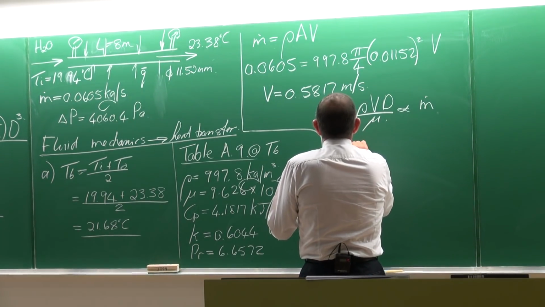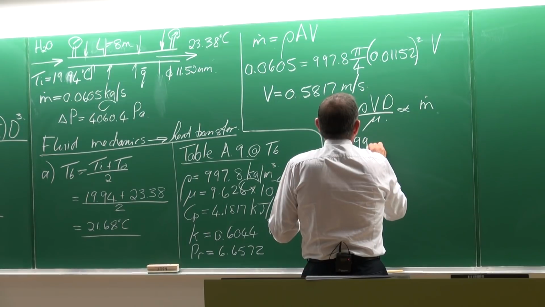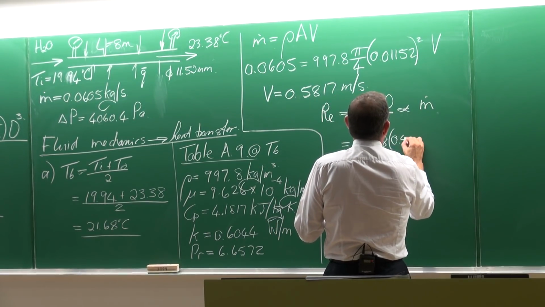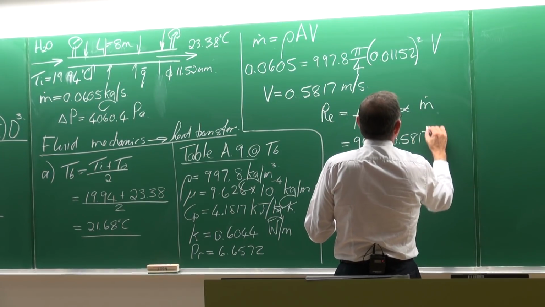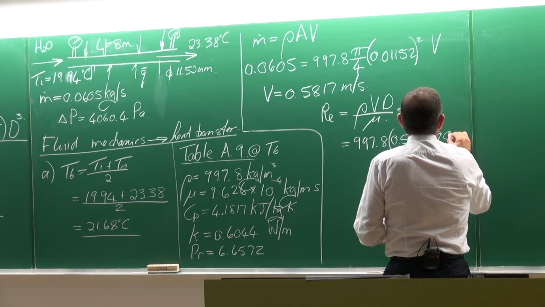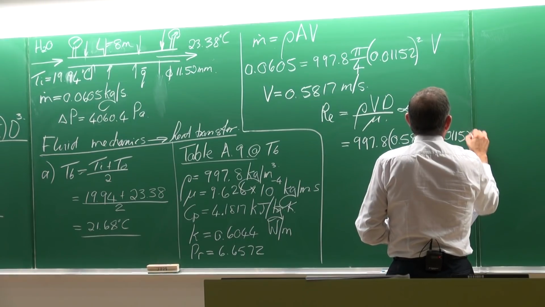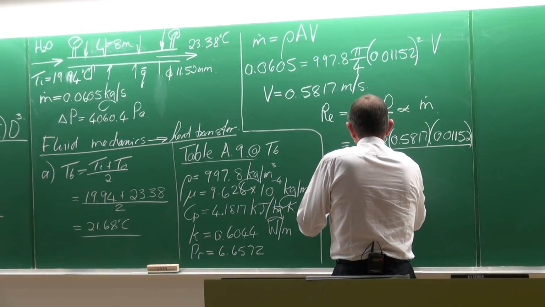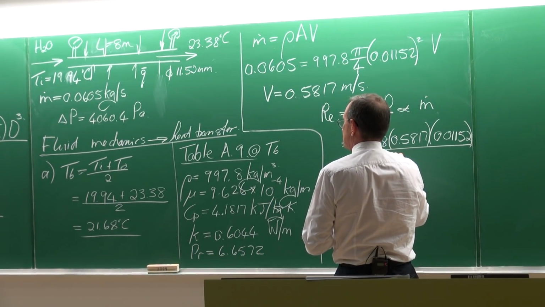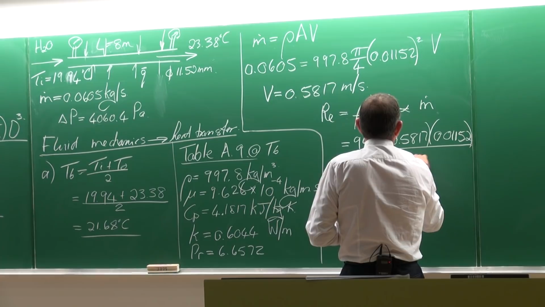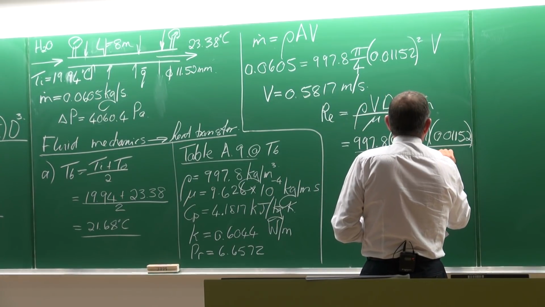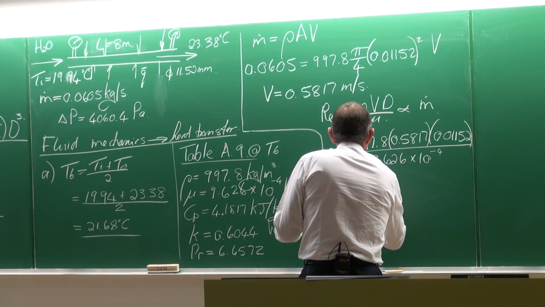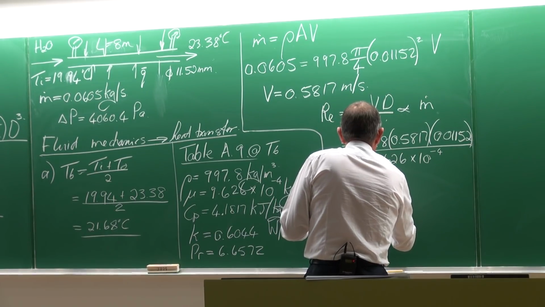So the Reynolds number is equal to the density, which is 997.8, times the velocity, which is 0.5817, times the diameter, which is 0.1152, divided by the viscosity, which is 9.626 multiplied by 10 to the minus 4. So it gives us a Reynolds number of 6,946.